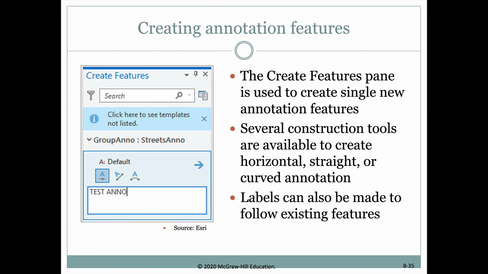So if you want to just basically create an annotation feature, you would do create feature, and this one is the streets anno here, and then you have several different construction tools, like they're putting on test anno here as a horizontal line. It could also be a line at an angle, or it could be a curved line as well that you put on your map, or the label could follow some existing feature. So for example, if these were names of rivers, it could follow the curved line of the river as you're putting that annotation on the map.